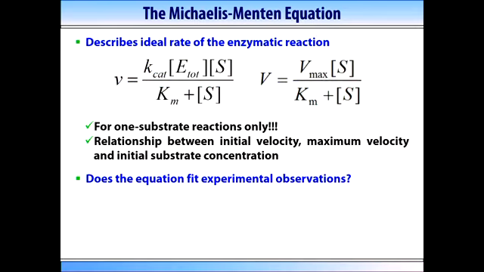Again, the Michaelis-Menten equation describes the ideal rate of the enzymatic reaction, and it's applicable only for a one-substrate reaction. So again, we're talking about the most simplistic case. It describes the relationship between the speed of the reaction, the maximum speed of the reaction, and the initial substrate concentration. So you may ask whether this equation fits any experimental data.